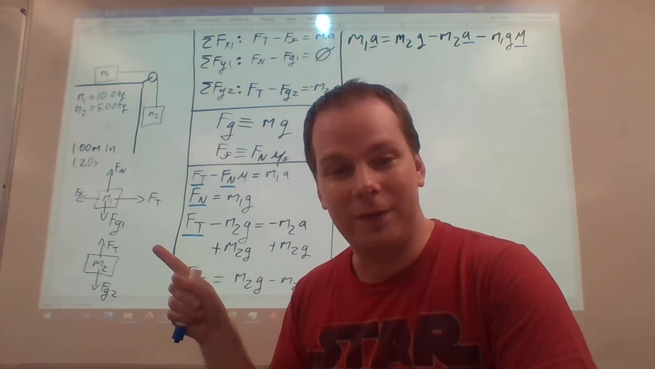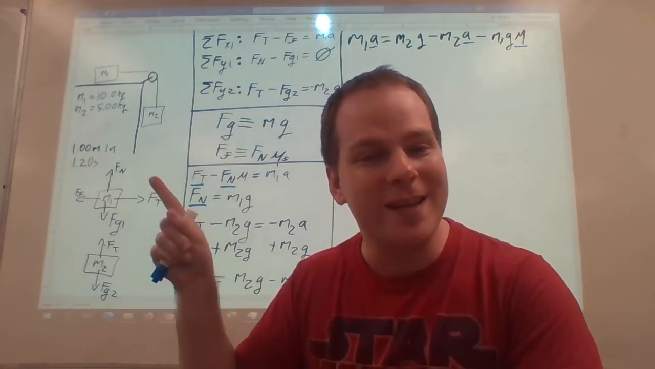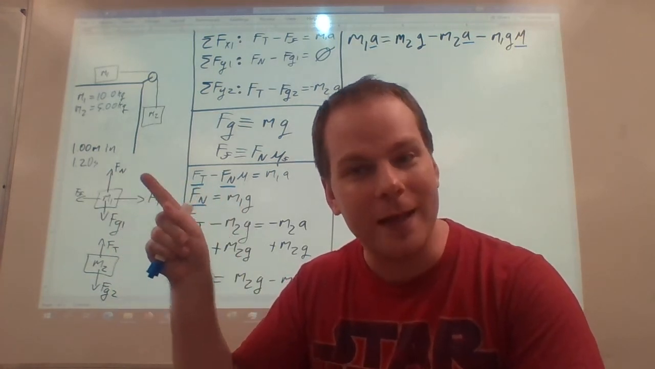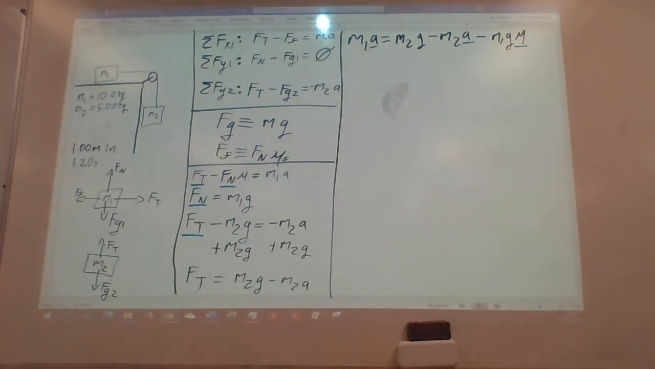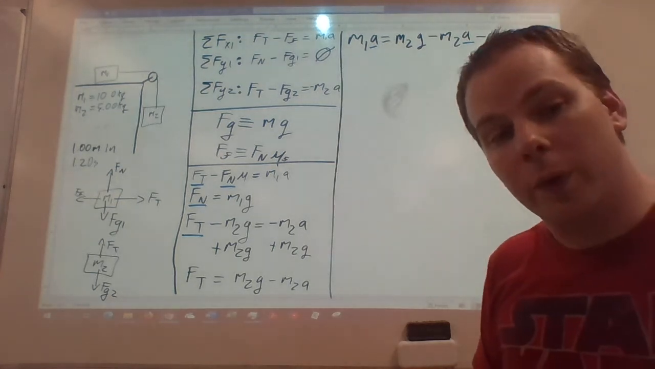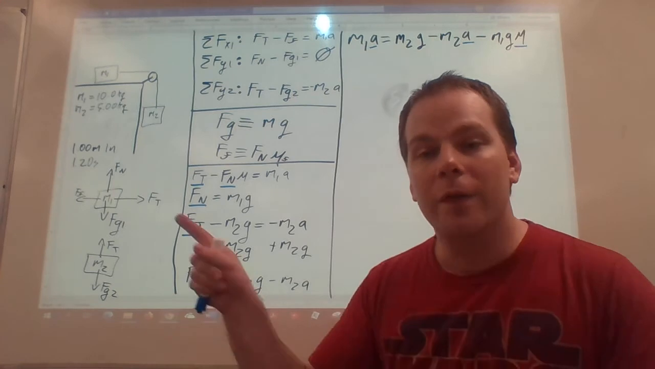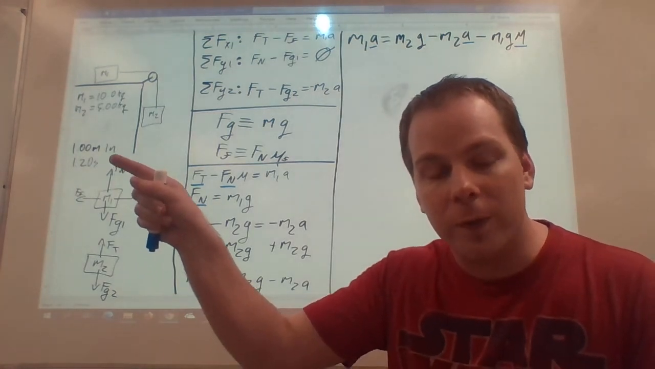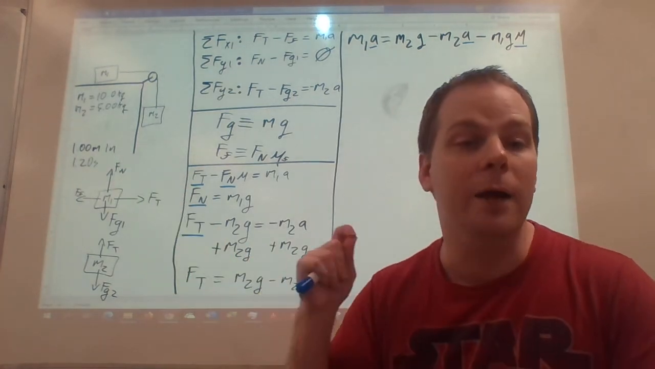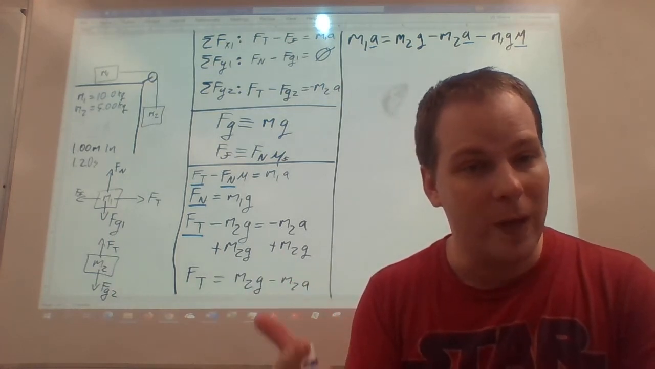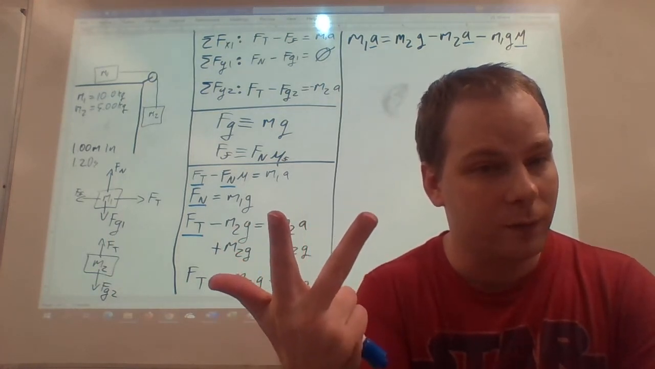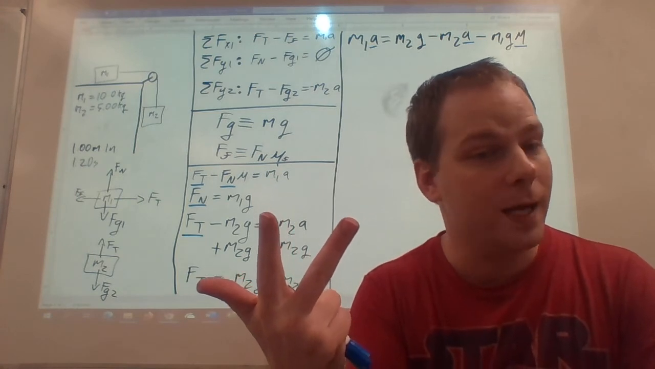Okay? But we do know the initial velocity. It tells us in the problem, when the system starts from rest, m2 falls 1 meter in 1.2 seconds. We know that for these two pieces of information, vi was 0. So we have vi, we have t, and we have s. We're trying to find a.